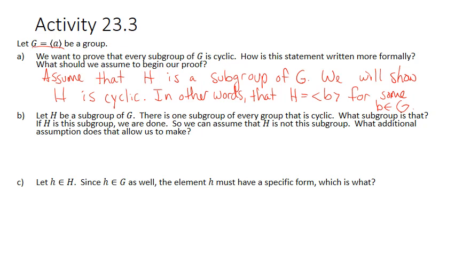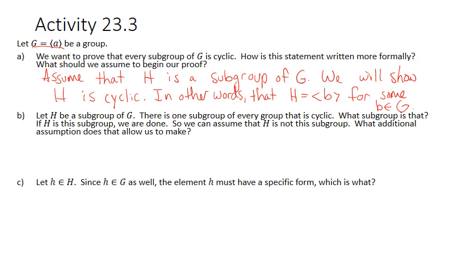Okay, let's look at part B. So let H be a subgroup of G. This is exactly what you need to assume to start the proof. There's one subgroup of every group that is cyclic. What subgroup is that? Well, firstly, there's only two subgroups that you're guaranteed to have in any group, and that's the entire group, and then the group that's just the identity element.